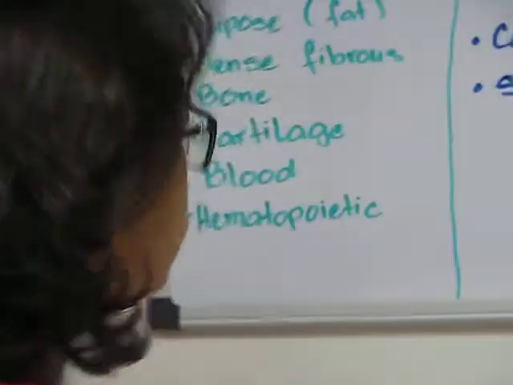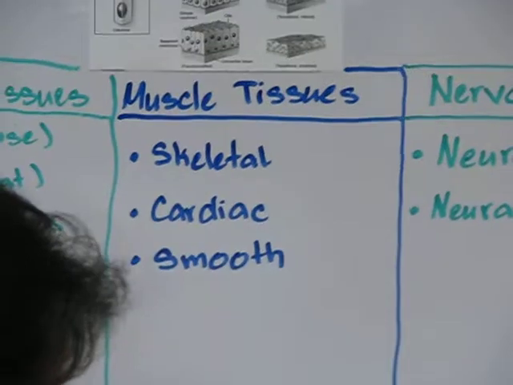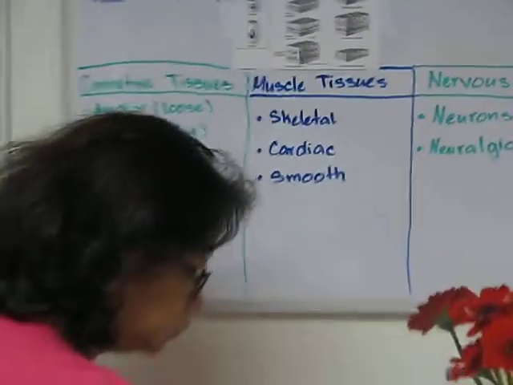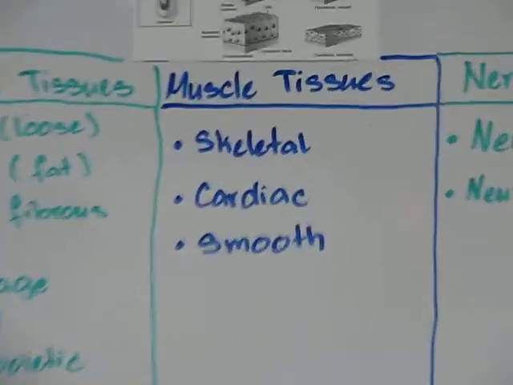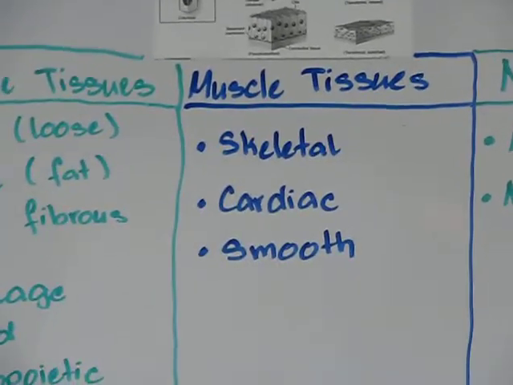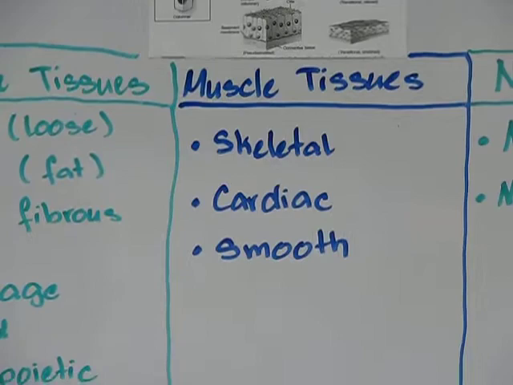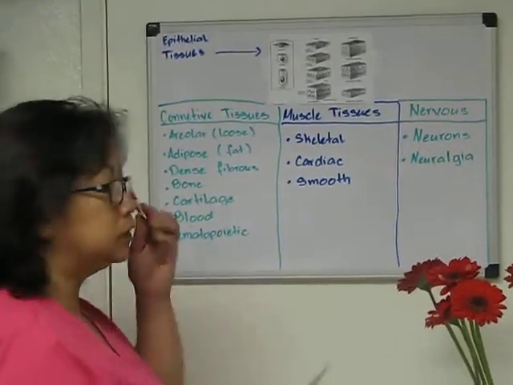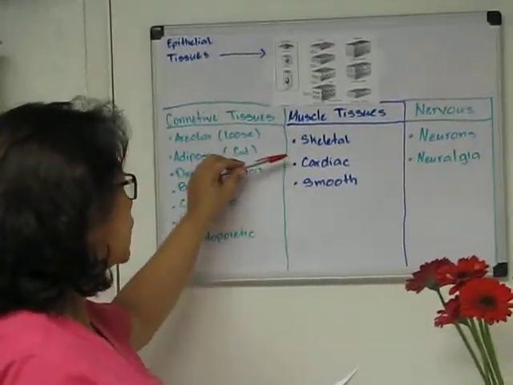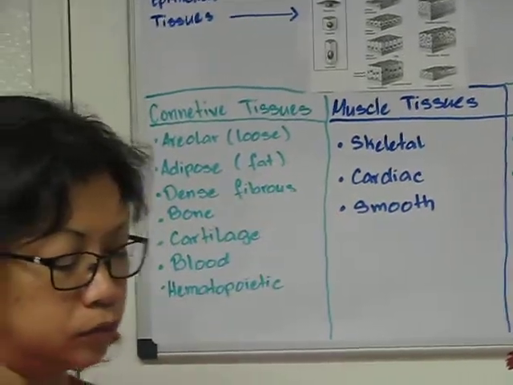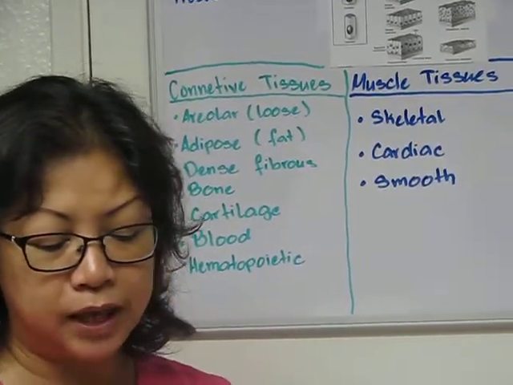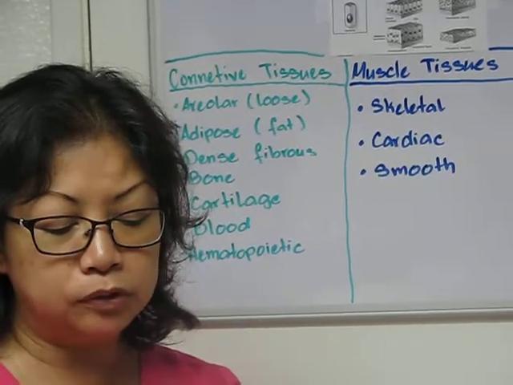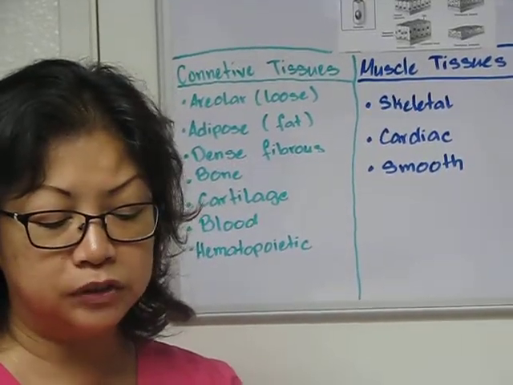Next, we are going to discuss the muscle tissue. Muscle tissues are characterized by properties that allow movement. There are three different kinds of muscle tissue: the skeletal, the cardiac, and the smooth. The skeletal tissue are long thread-like cells with multiple nuclei and striation.